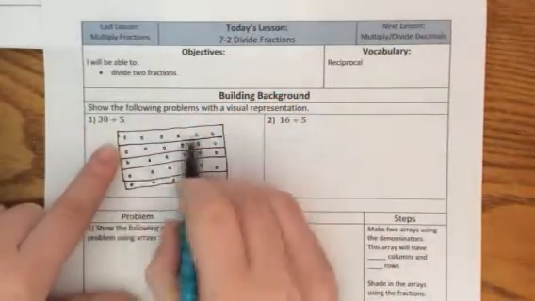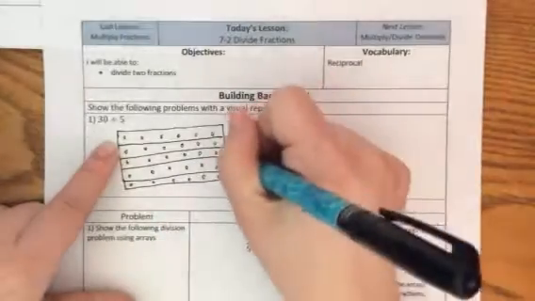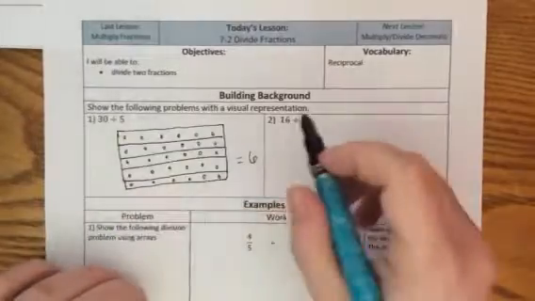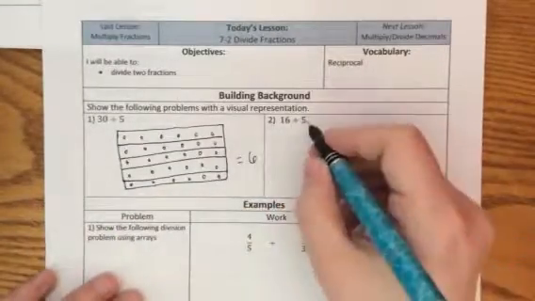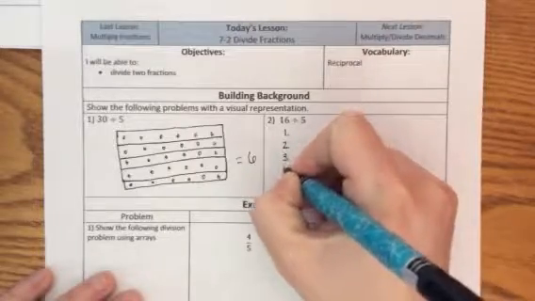So how many are in each row? 1, 2, 3, 4, 5, 6. So our answer is 6. Okay, with number 2, we have 16 divided by 5. So I want to make 5 rows. 1, 2, 3, 4, 5.